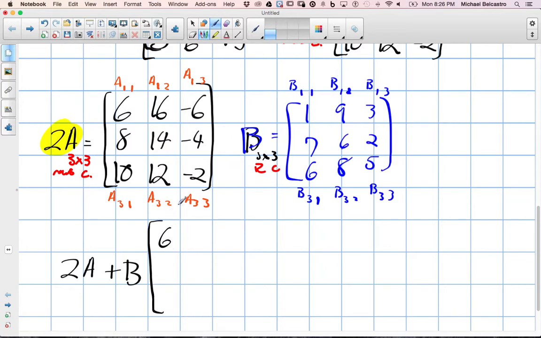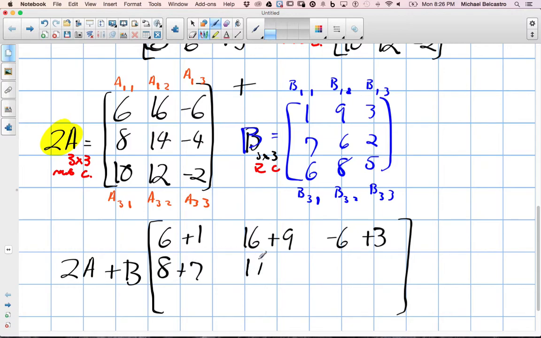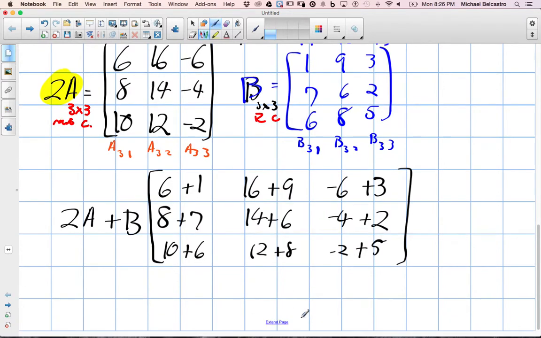So we got 6, and we know that we're adding, right? And that's what it said in the question, right here. 6 plus 1, so we'll write them out that way. 16 plus 9, and negative 6 plus 3. Does that make sense? Yep. Okay, with that being said, walk me through. What would I add 8 to? 7. Okay, and then what next? 14 plus 6. Good. And then negative 4 plus 2. Yep, and then the last one. 10 plus 6. Good. 12 plus 8, and negative 2 plus 5. Great. So we're able to set this addition up quickly.